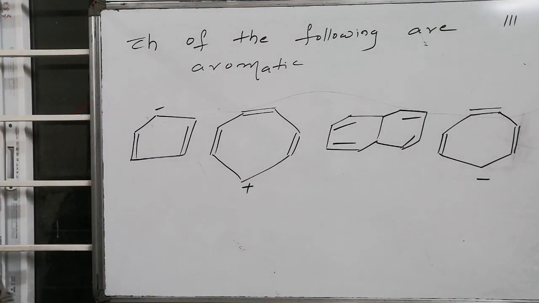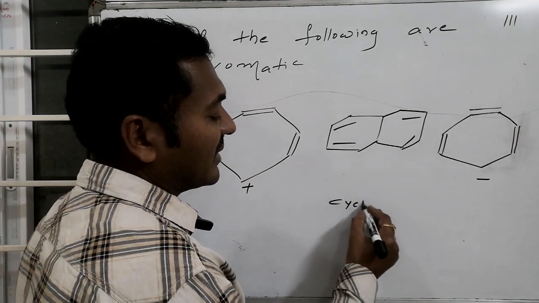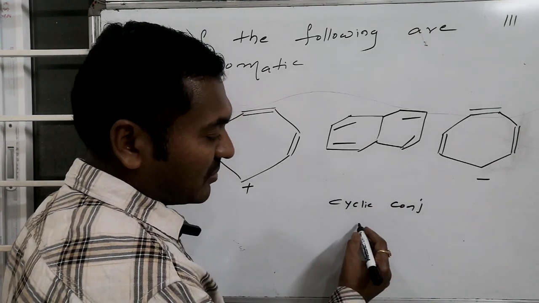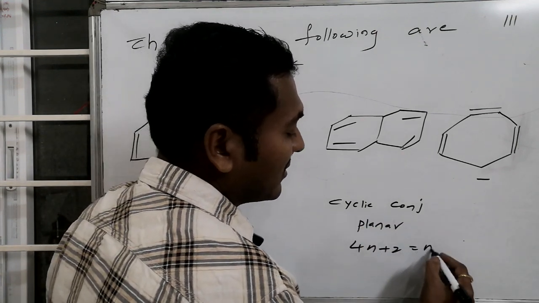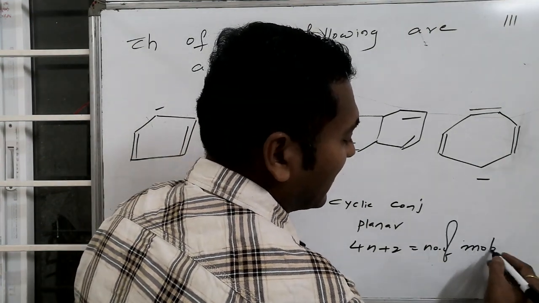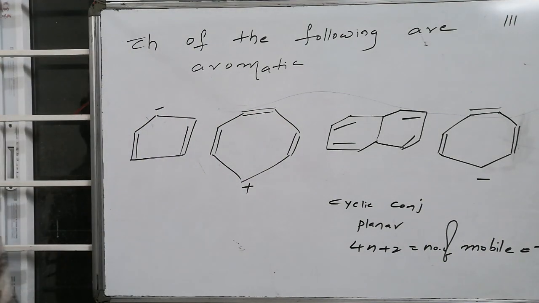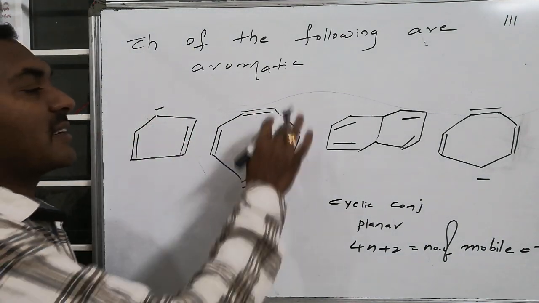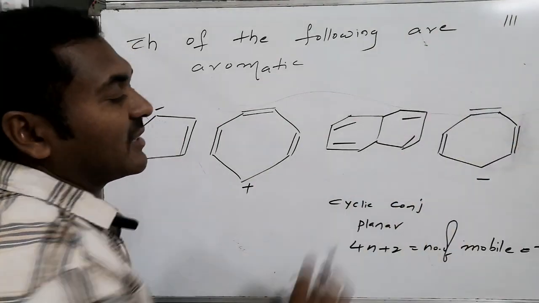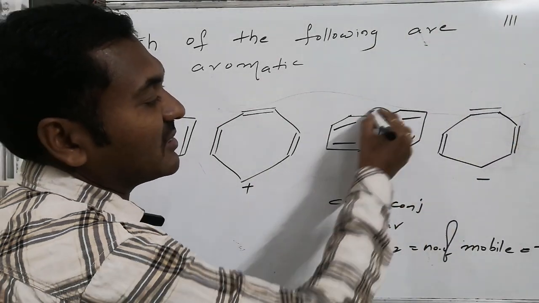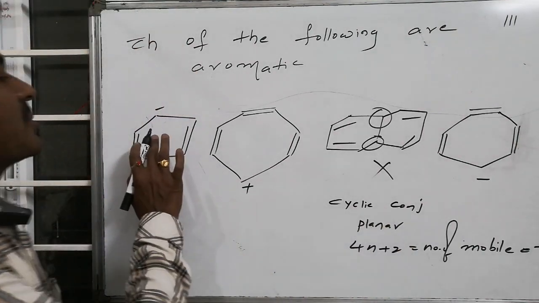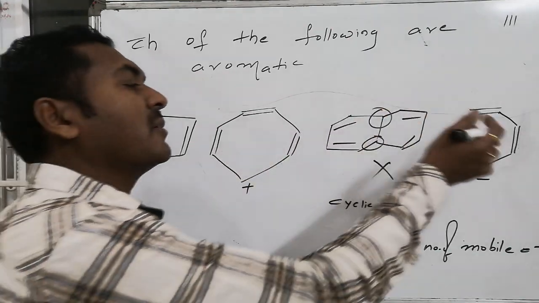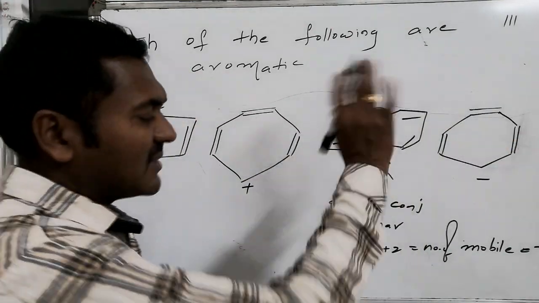To become aromatic, it should maintain cyclic conjugation, it should have planarity, and the number of mobile electrons should match with the number of pi electrons, that is, 4n plus 2. In this case cyclic conjugation is present, in this case also cyclic conjugation is present, but here cyclic conjugation is not present. So in the first way of understanding, it doesn't become aromatic in nature. Whereas planarity, it becomes planar by force, so this is out of order.